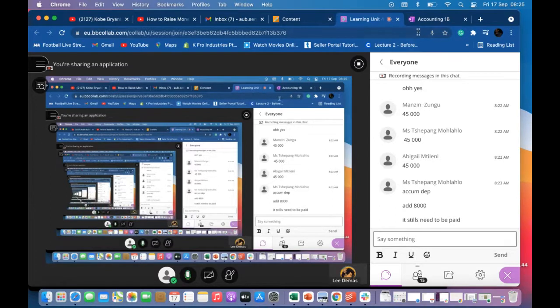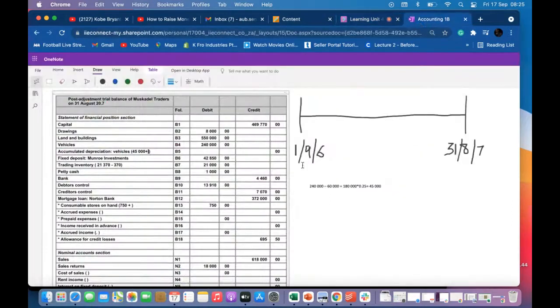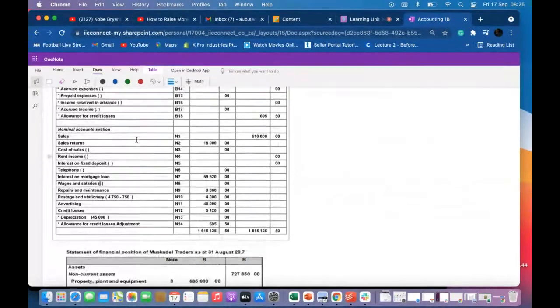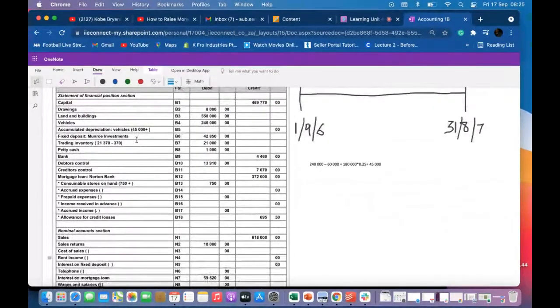Whilst you guys figure that out, let's adjust wages and salaries. Where's our wages and salaries? It's an expense. So our old, oh, so now I see what I needed to do here. Accumulated depreciation was supposed to do it like this.